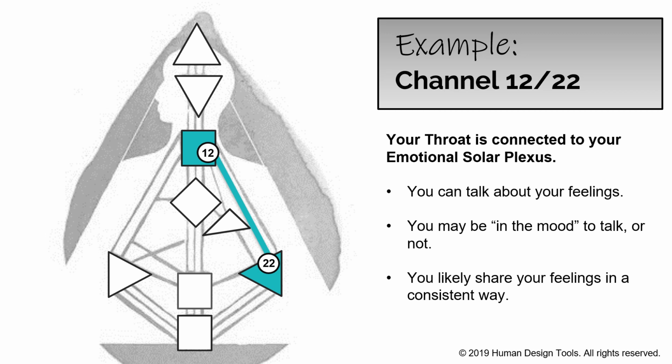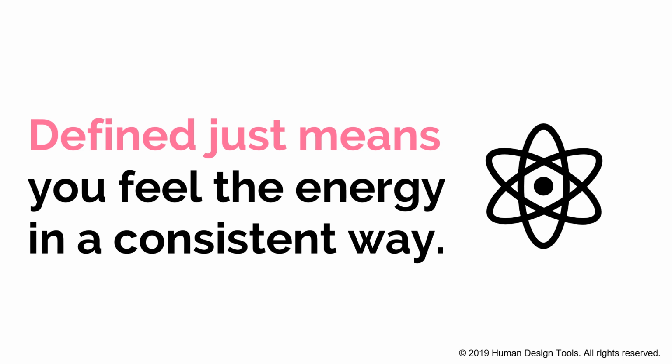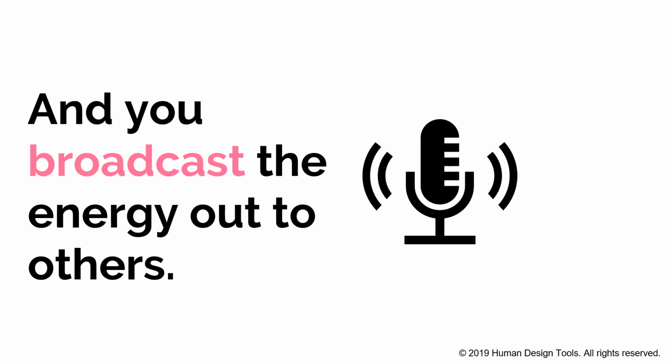An example would be the channel 12-22. So your throat is connected to your emotional solar plexus, which is what I just talked about. When you have the gate 12 defined and connected to the 22, you can now talk about your feelings, because 12 is about articulation and 22 is a feeling gate on the emotional solar plexus. You may be in the mood to talk or not, and you likely will share your feelings in a consistent way when you have this channel connected.